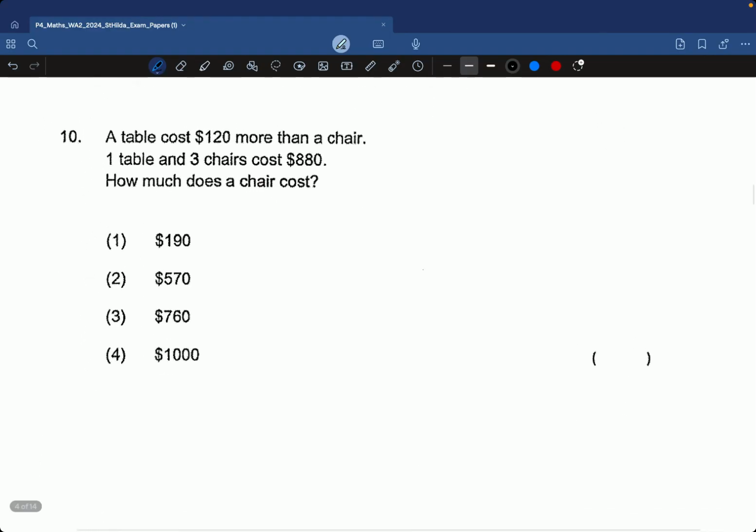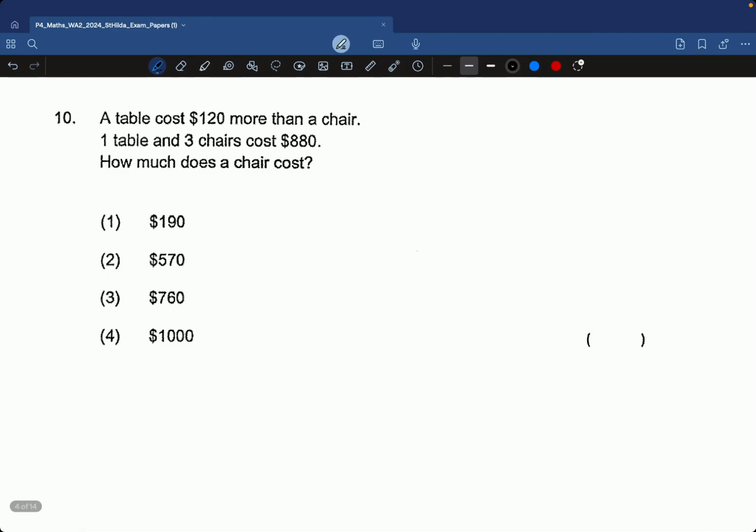Right, question 10. Last question. A table costs $120 more than a chair. One table and 3 chairs cost $880. How much does a chair cost? Let's go through the first statement. A table costs $120 more than a chair. So that means the table costs $120 more, meaning plus, than the chair over here.